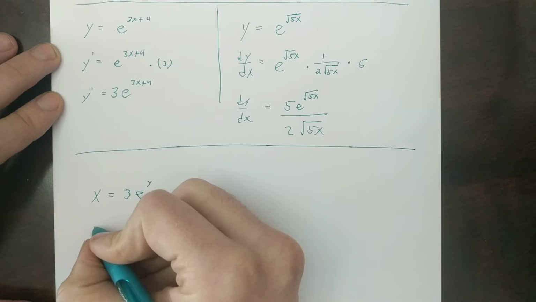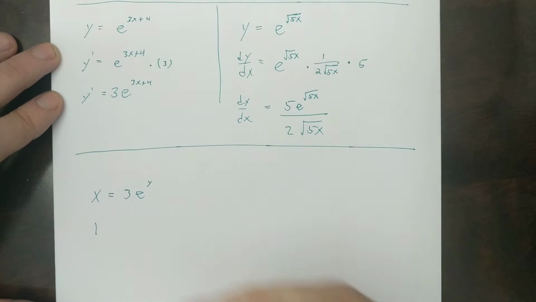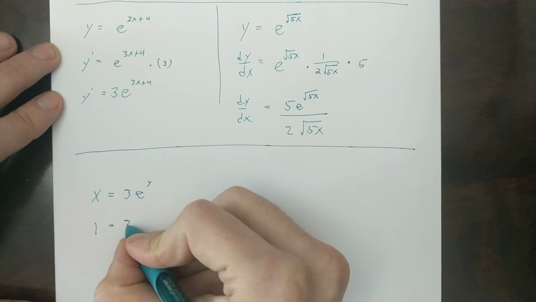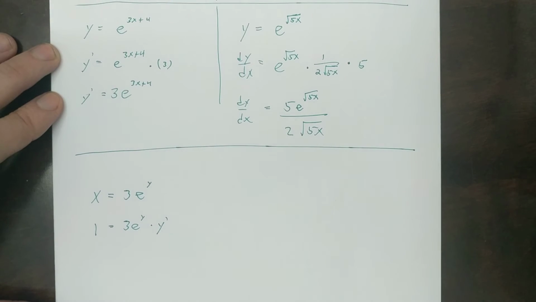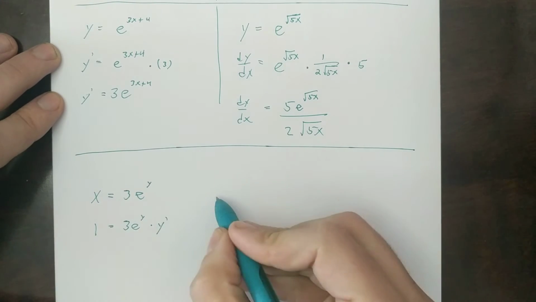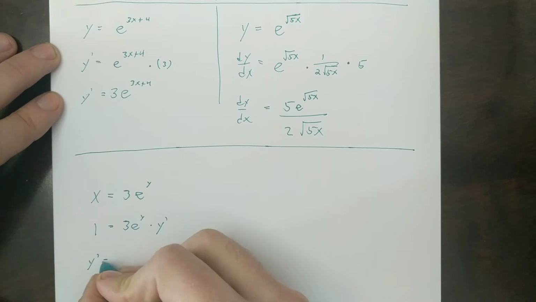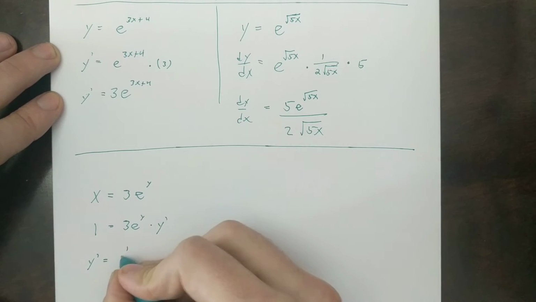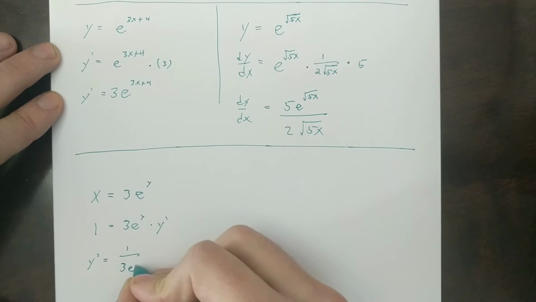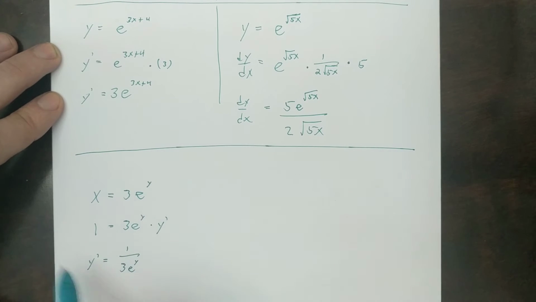Well, the derivative of x is just 1. The derivative here is going to be 3e to the power of y, but then we have to multiply by the derivative of what's inside, which is y prime. So in fact, in this case, y prime is going to be 1 over 3e to the y. I would just divide by 3e to the y.